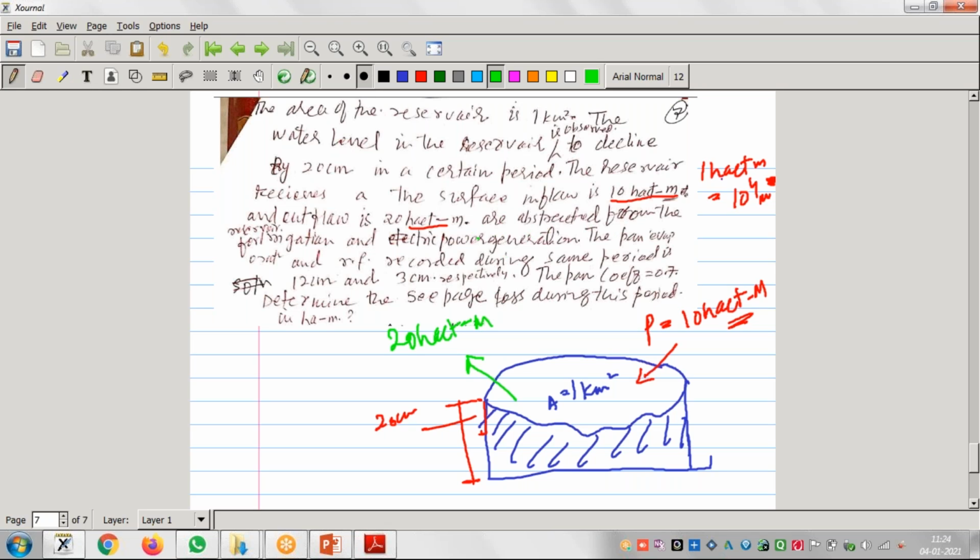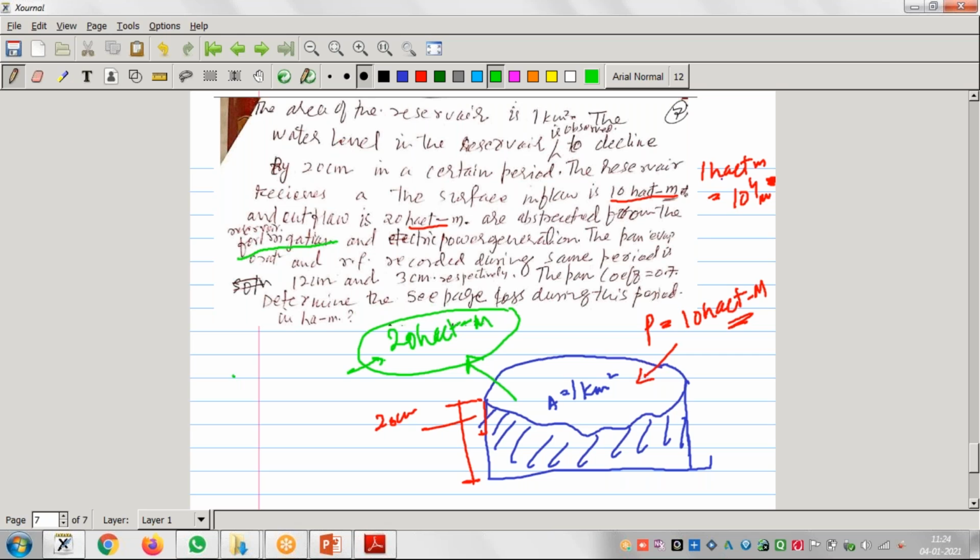An amount of 20 hectare meter is abstracted from the reservoir for irrigation and electric power generation. This much quantity of water is used for the electric generation and for the irrigation purpose. The pan evaporation and rainfall recorded during the same period are 12 centimeter and 3 centimeter respectively.